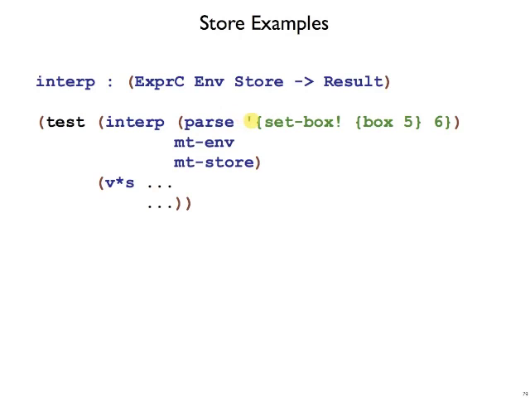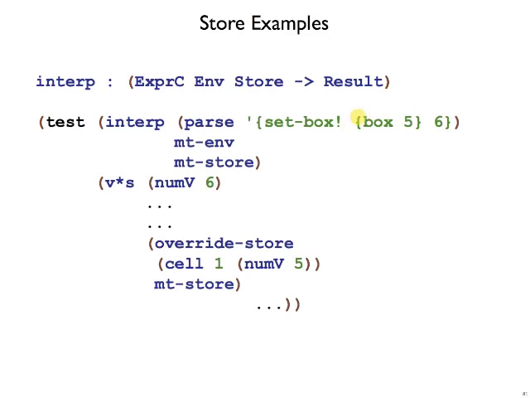And here you can see I've switched to using a parse form, but it's all the same. So my program allocates a box and then changes the value inside that box. All right. So as we saw before, what we expect to get back is a 6 because that's how I've defined setBox for the book language. It's going to return the value that we put into the box in addition to setting the box.